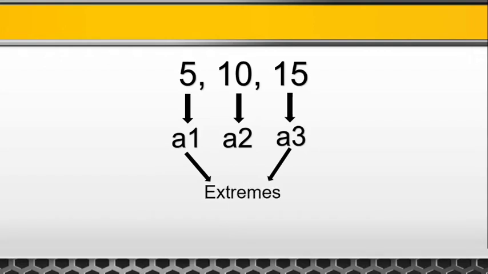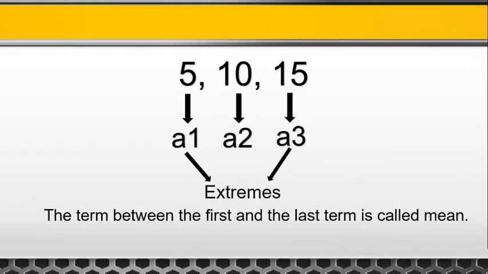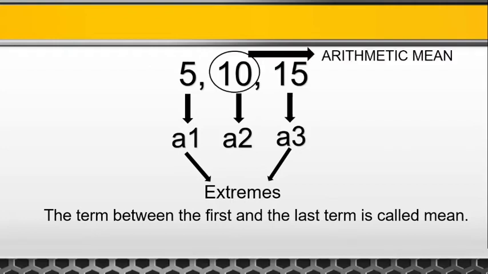To understand the concept of arithmetic mean, let us use the sequence 5, 10, and 15. We have to remember that this sequence is a finite sequence. 5 is A1, the first term. 10 is A2, the second term. 15 is A3, the third term. A1 and A3 are considered the extremes of the sequence. The term between the first and the last term is called the mean. In this finite sequence, 10 is our arithmetic mean.